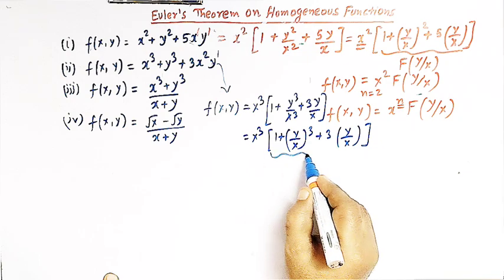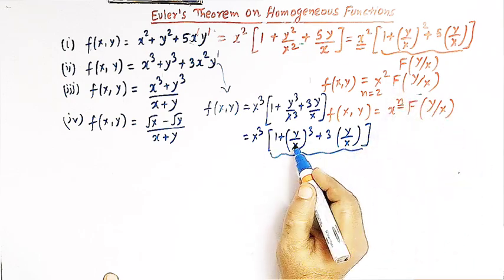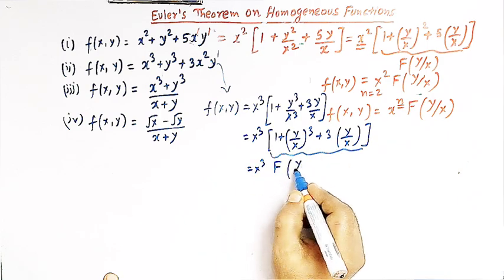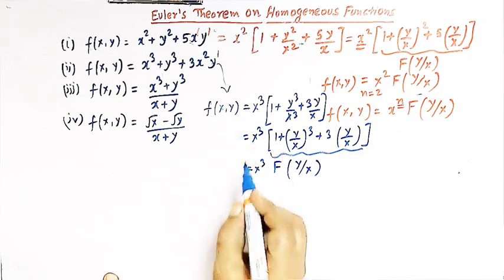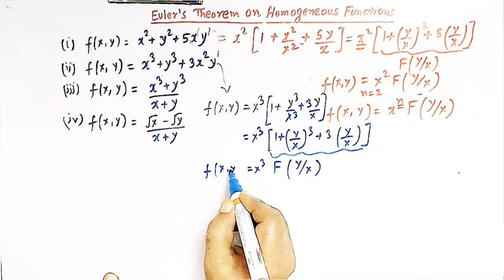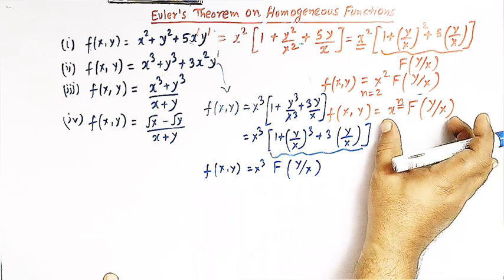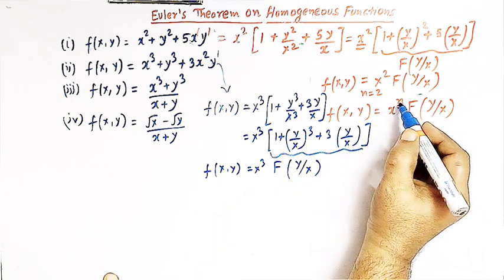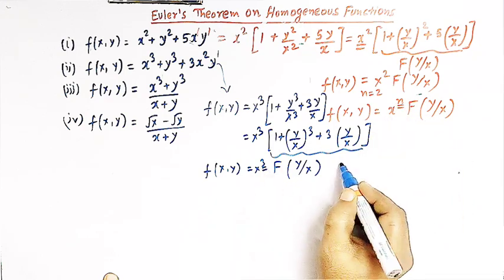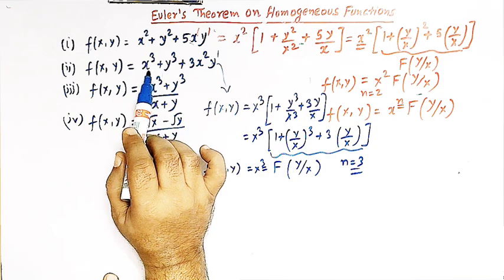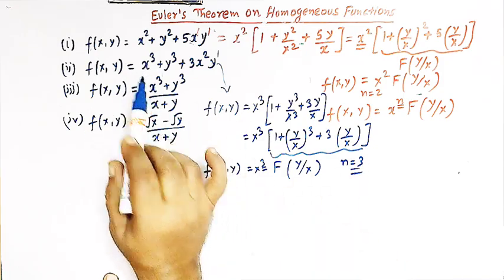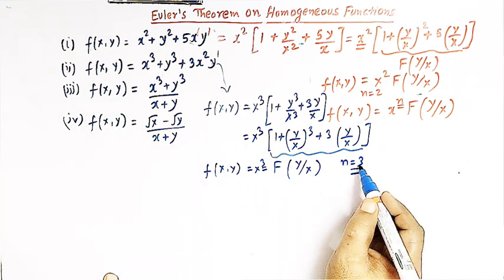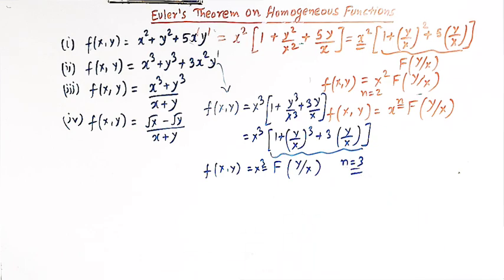Now this expression is again a function of y over x. So we can now write x cube times F of y over x. So this function f of x comma y is now expressed like this. And if we compare these two expressions, then we can see that the value of n is 3, that is the degree of this homogeneous function is 3. So this is also a homogeneous function, and the degree n is equal to 3.